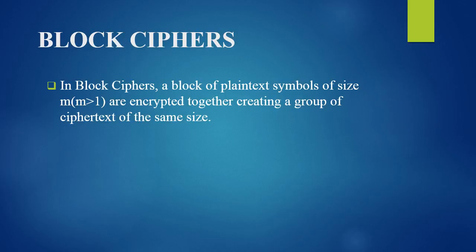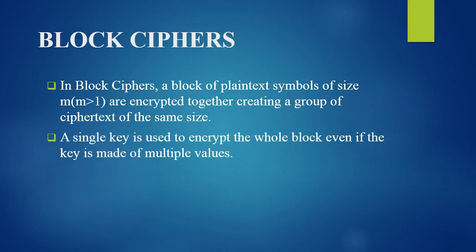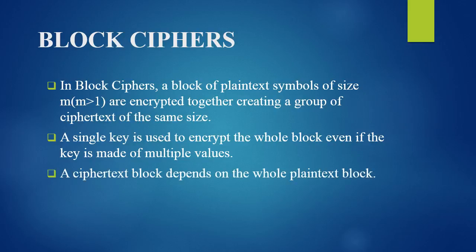A single key is used to encrypt the whole block, even if the key is made up of multiple values. A ciphertext block depends on the whole plain text block because we are generating block by block. There will be a one-to-one mapping or relationship between a plain text block and a ciphertext block.